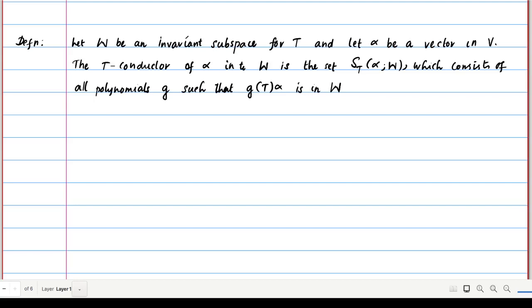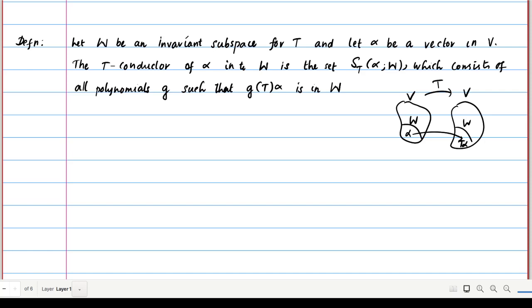Hi all. In the last class, we discussed what an invariant subspace is. That means if we have a vector space V and a linear transformation T on this V, and W is a subspace of V, then for any alpha belonging to W, T alpha is also in W. This is true for every alpha belonging to W. Then we call this W the invariant subspace under T. That means the image of every element of W is again in W.